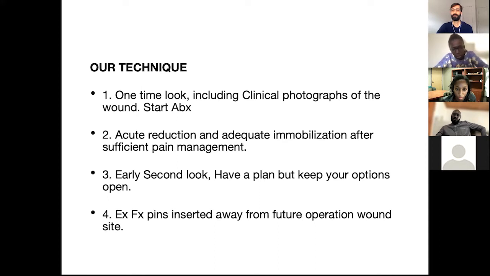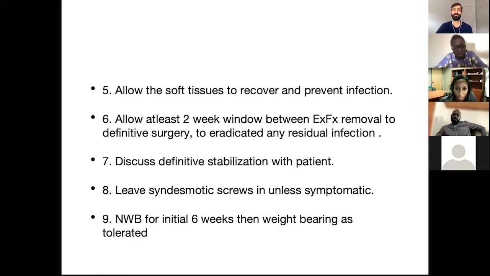We didn't have much space for patients, but this patient was special, so we had to keep him, to avoid infection. Next slide, please. So it's the same thing. We left the syndesmosis screws inside, unless he's symptomatic, in which case we will remove them. But that's our plan. He's still with them.